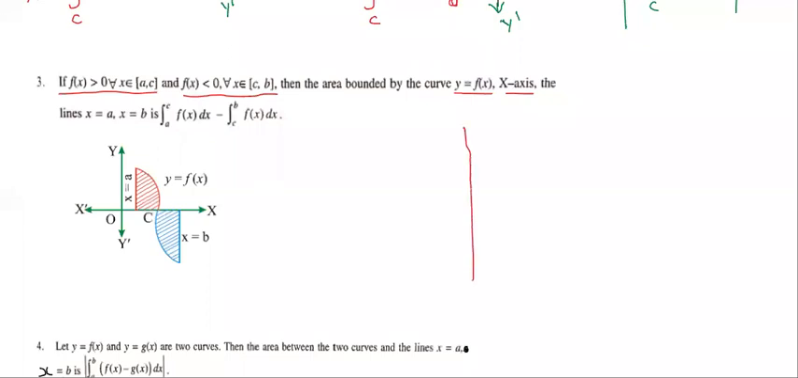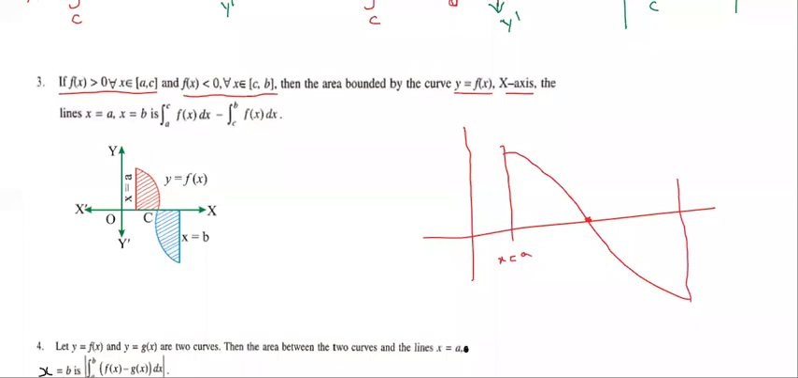Here, see the diagram. The curve is like this. So here it intersects the x-axis. So this point you can take as x is equal to a, and this point take as x is equal to b on the x-axis. So this point is already given, interval a to c, c to b. This you have to consider as c.